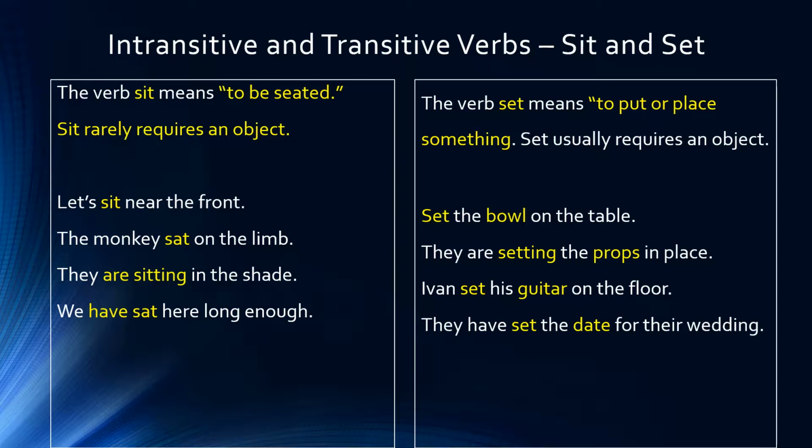But now let's compare that to the verb set. Set means to put or place something, and it will usually require an object. Set the bowl on the table. They are setting the props in place. Ivan set his guitar on the floor. They have set the date for their wedding. Sit means to be seated. Set means to put or place something. And see the difference. One is transitive and the other is intransitive.